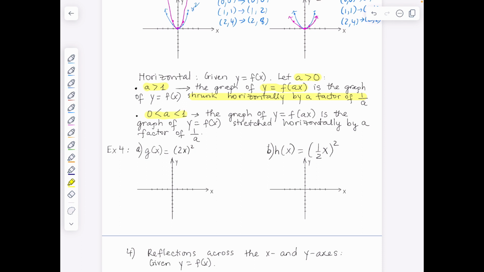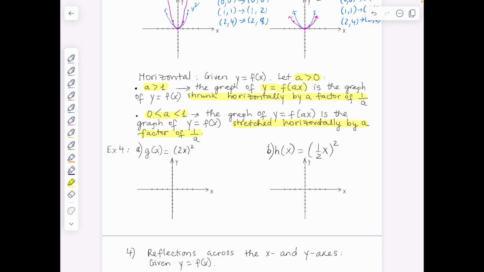And when a is between 0 and 1, the graph of y is equal to f of a times x is the graph of y equals f of x stretched horizontally by a factor of 1 over a. So again, you're picturing the rubber band, but this time we're going to stretch it in both directions, left and right, instead of up and down. And same, compress it from the two sides, left and right.